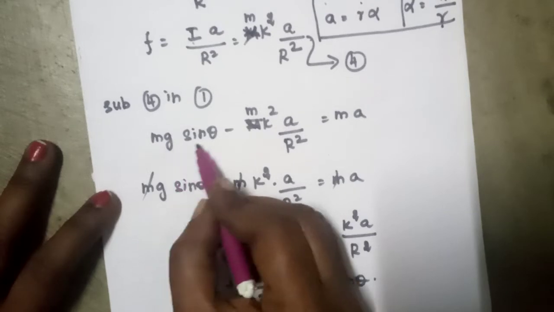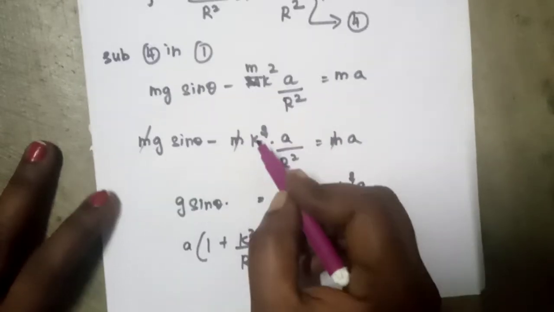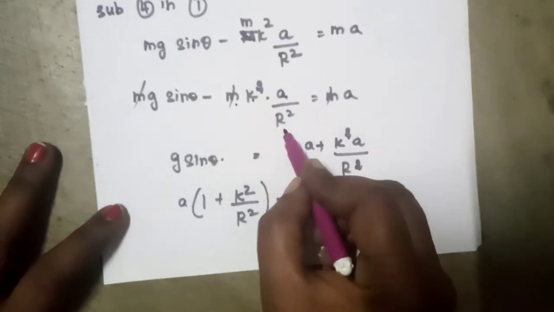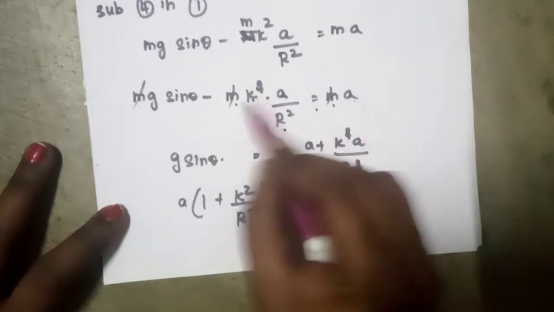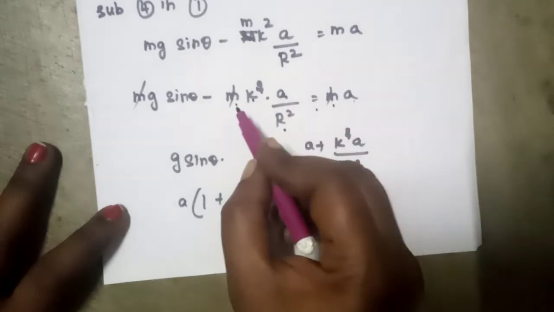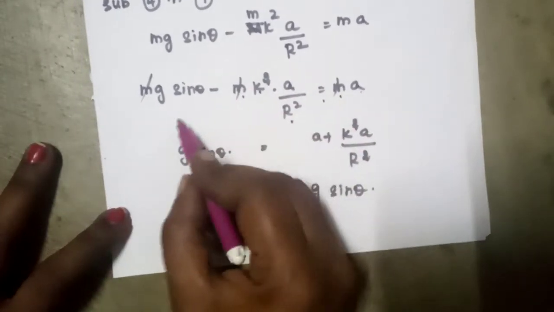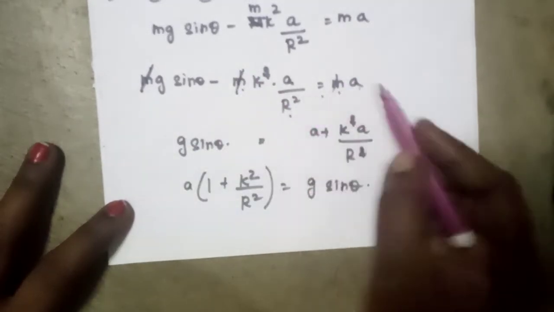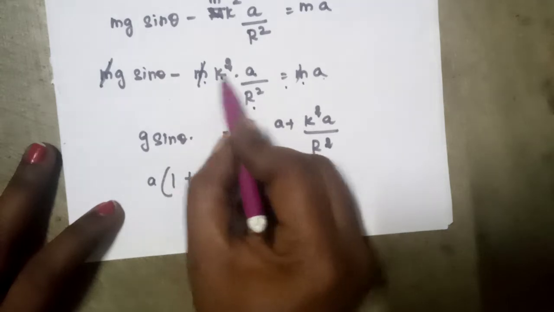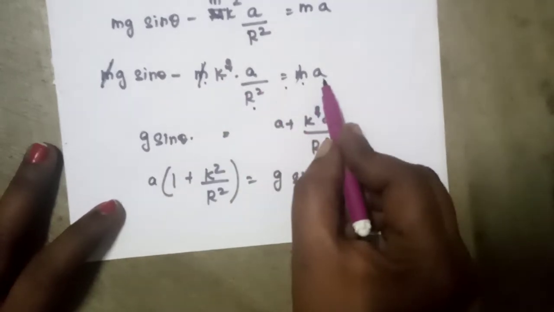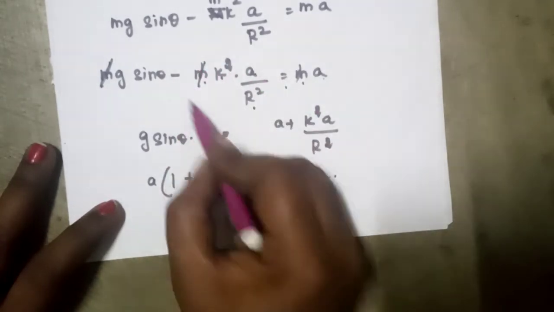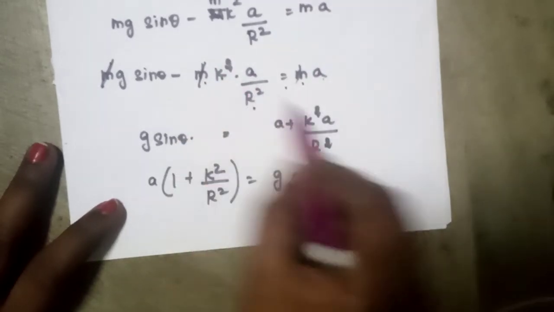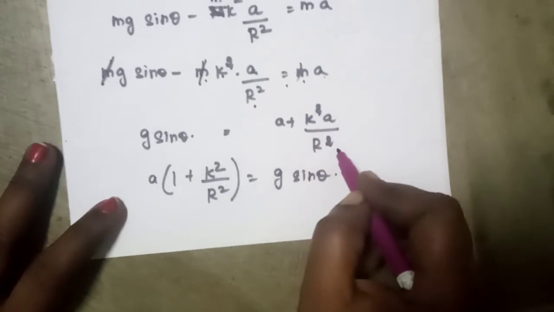We are getting m g sin theta minus m k square a by R square is equal to m into a. First equation we have written, and we are going to substitute the F in that equation. So we are getting the equation like this, and here m gets cancelled. So g sin theta is equal to a minus k square a by R square is equal to a. This term you bring to the other side, so it becomes plus: a plus k square a by R square.